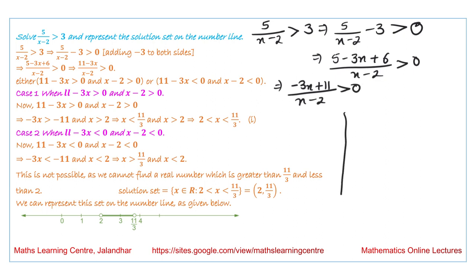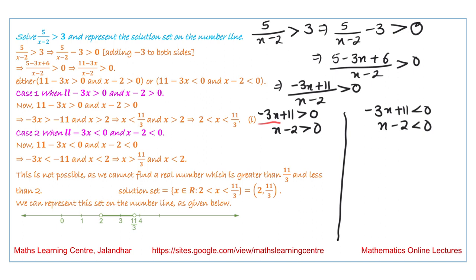We have two cases. In the first case, we are saying minus 3x plus 11 is greater than 0 and x minus 2 is greater than 0. In the second, minus 3x plus 11 is less than 0 and x minus 2 is less than 0. So in this first case, we obtain minus 3x is greater than minus 11, so 3x is less than 11, so x is less than 11 by 3.